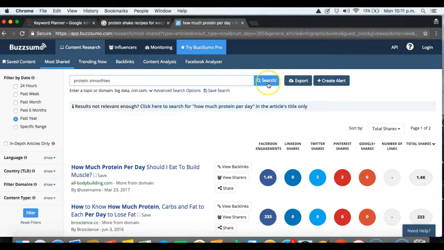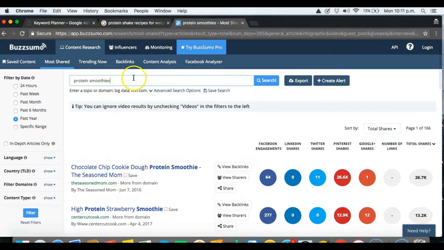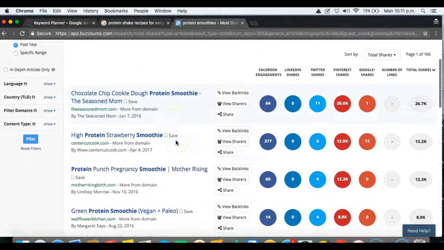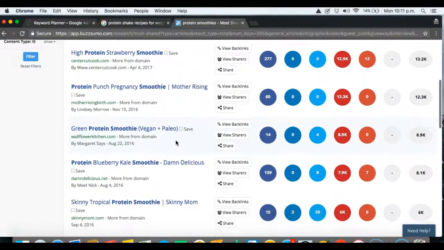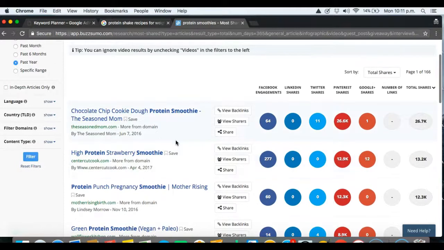Now this is a really useful tool. So all you need to do is simply put your query into the search bar and you're going to see a whole list of ideas. It's a real treasure trove of ideas for what you could do in relation to content, what people are finding most useful. You can see here chocolate chip cookie dough protein smoothie, the seasoned mom, has a grand total of nearly 27,000 shares across the different social channels. You can see it's massively popular on Pinterest. Maybe they ran a campaign.